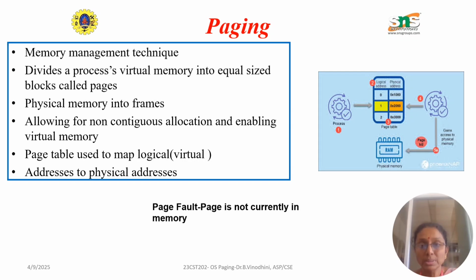It divides the processes into equal sized logical memory. The physical memory is divided into frames. In paging, we use a data structure called the page table that maps our logical memory into the physical memory. The page table contains two major columns: one is the page number, the other is the frame number. So it maps the page number to the frame number, and maps the addresses of logical memory to physical memory. Suppose the page is not currently in memory, then a page fault will occur.